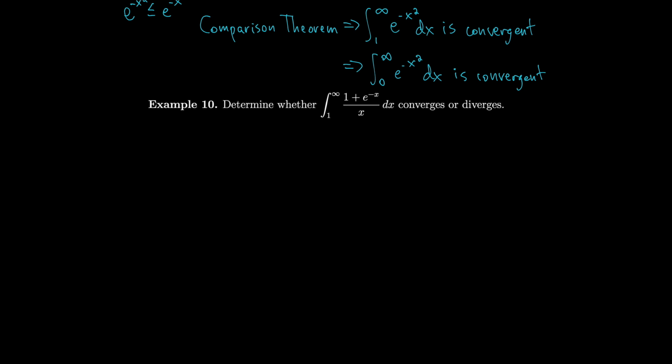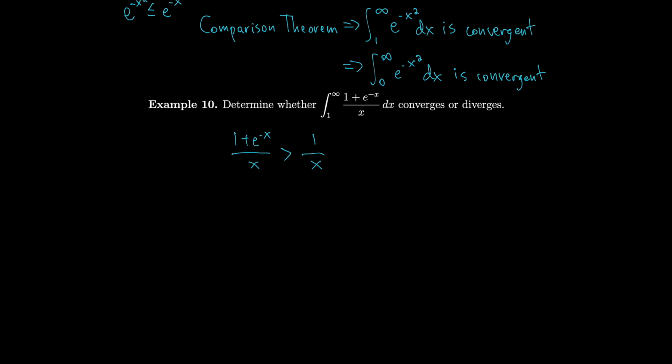Let's do one more example. If we look at our integrand, 1 plus e to the minus x over x, as we go from 1 to infinity, that's definitely going to be greater than 1 over x, because this is 1 over x, and then we add a positive number to it. Notice the negative exponent doesn't make this number negative. This is still positive. So this thing is definitely bigger than this thing.